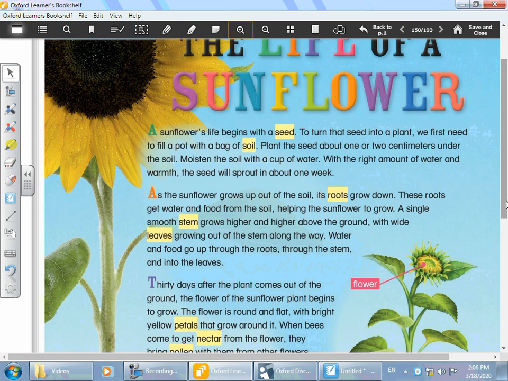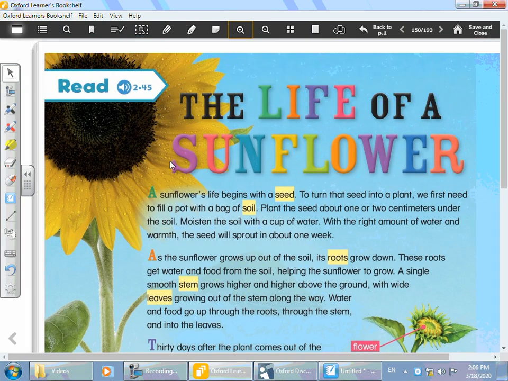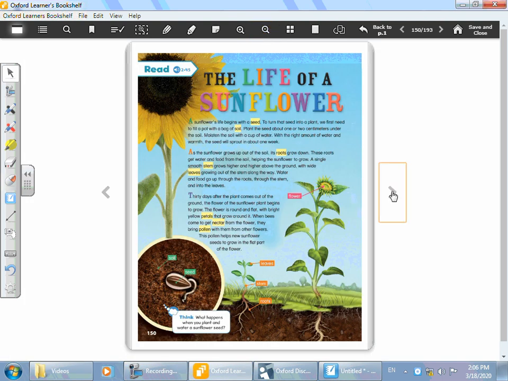Okay? This pollen helps new sunflower seeds to grow in the flat part of the flower. So when the bee comes and gets the nectar from one flower to another, it also has pollen in it, and the pollen helps new seeds to grow in the sunflower. Okay, in the flat part of the sunflower. Okay, now let's turn to the next page and continue reading.